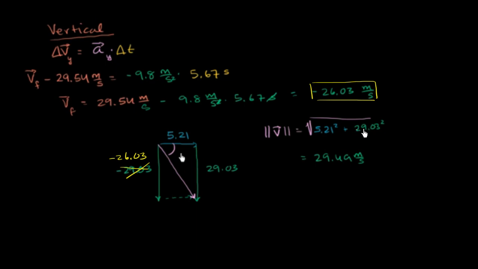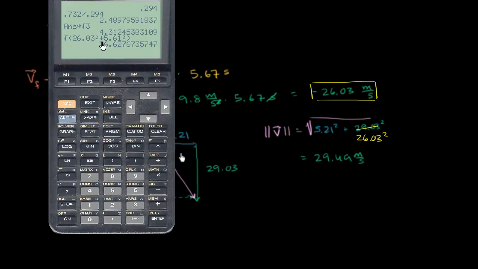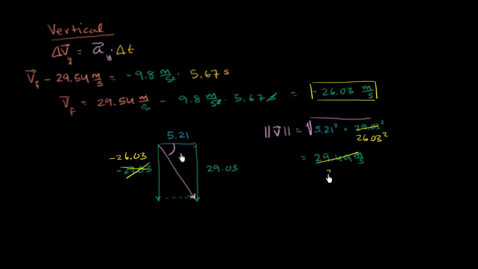This is negative 26.03 meters per second. So for the total velocity, we should have 26.03 squared over here. And then if we evaluate that, and I just did it on my calculator, 26.03 squared plus 5.61. Actually, I did it wrong again, so it's 5.21. Let me redo it. So 26.03 squared plus 5.21 squared under the radical gives us 26.55. So this right over here should be 26.55 meters per second. That is the magnitude of our total final velocity.